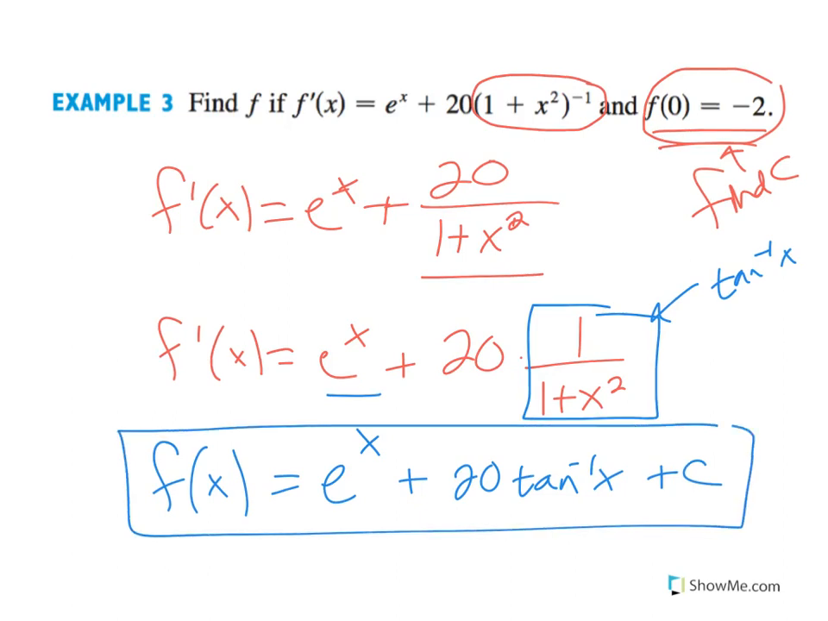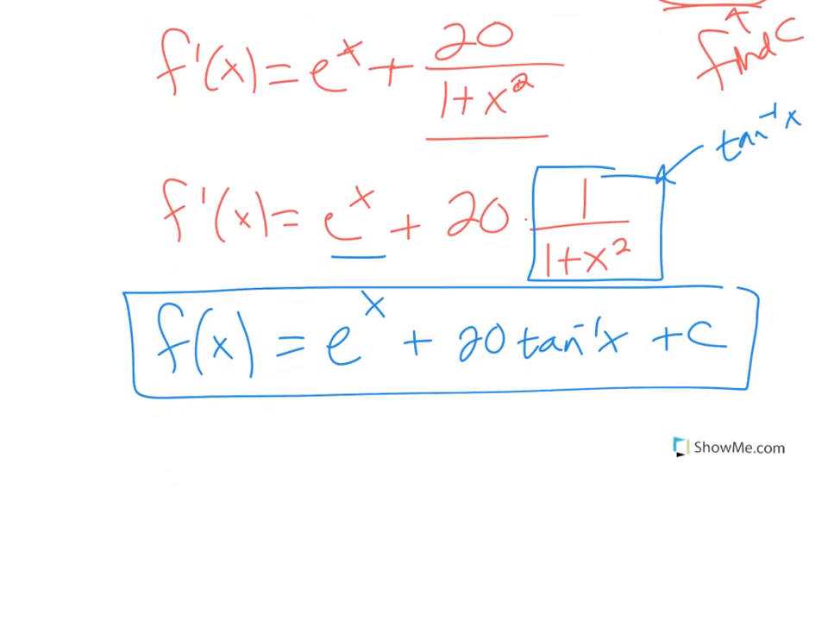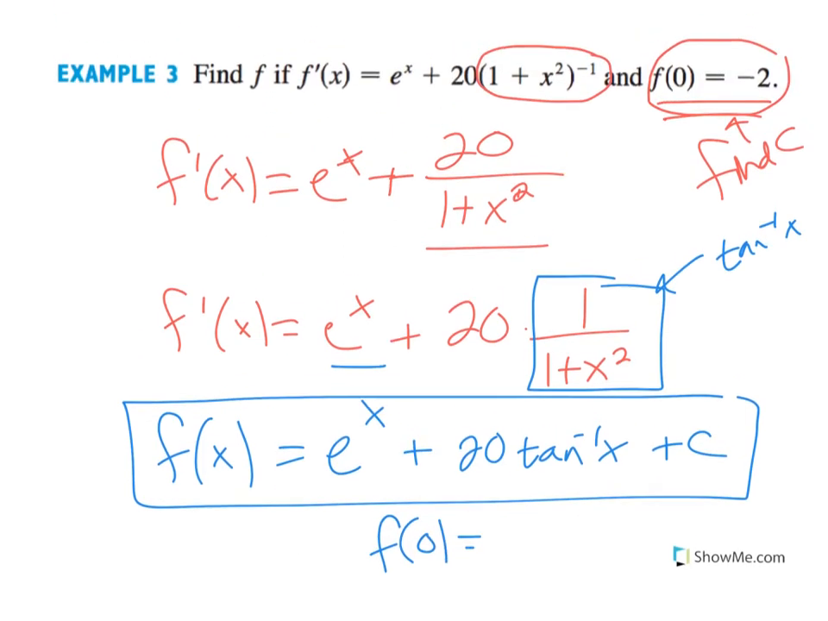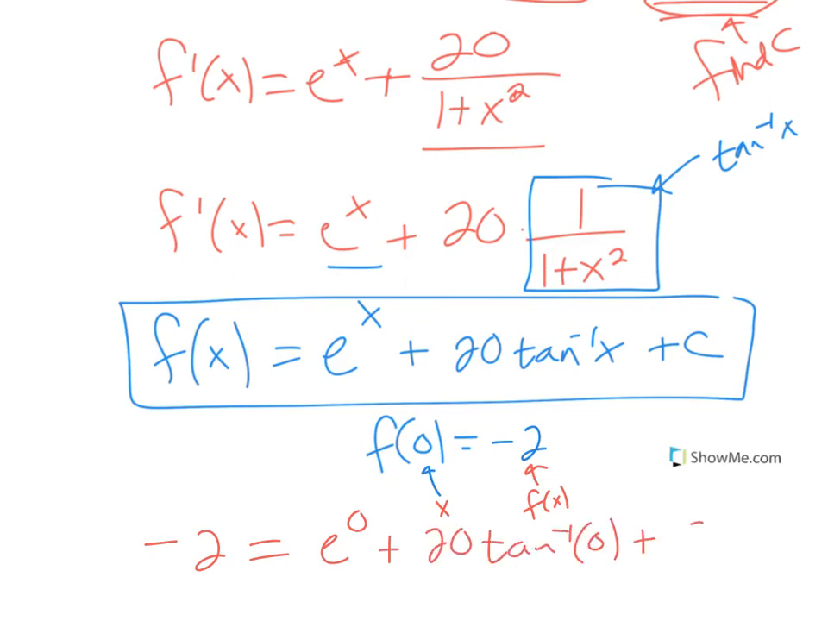So to find the c value here, using that initial condition, the initial condition said that if I sub in 0, my output is -2. And so that means if I sub in 0 for x, my f of x is -2. So if I replace f of x with -2 and sub in 0 wherever I see an x, that allows me to find that coefficient c.